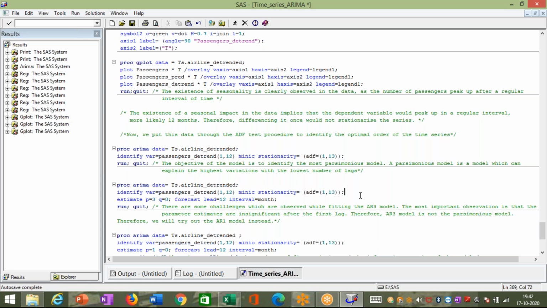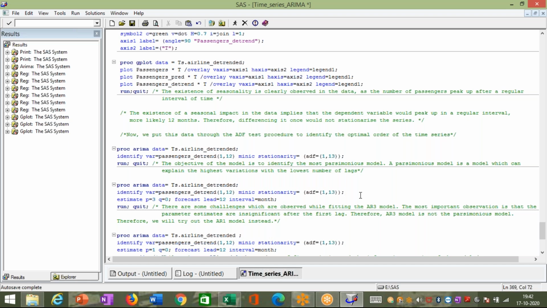And while we are doing this, the next thing that we need to bring in is the ADF test results. So we need to interpret that as well.